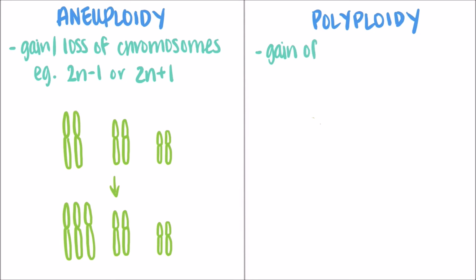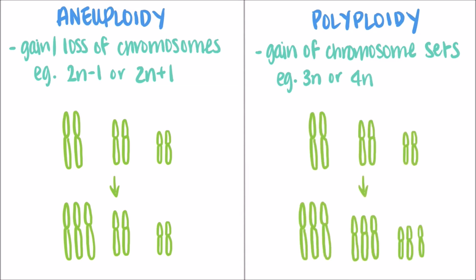Polyploidy, on the other hand, refers to the gain of entire chromosome sets. So rather than a haploid cell or a diploid cell, a cell can be triploid or tetraploid. For example, if a human cell were tetraploid, it would have 92 chromosomes. This is lethal in humans, but common in plants. The strawberries that we buy in grocery stores are generally octoploid, or 8n.